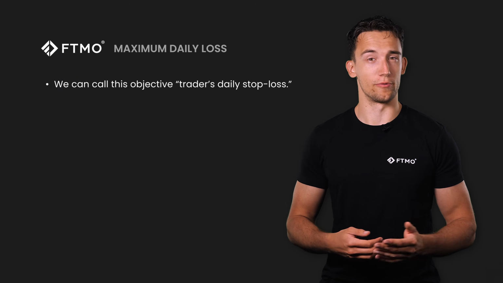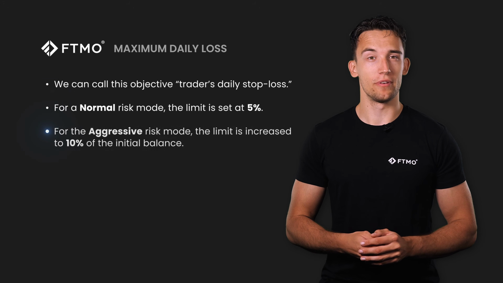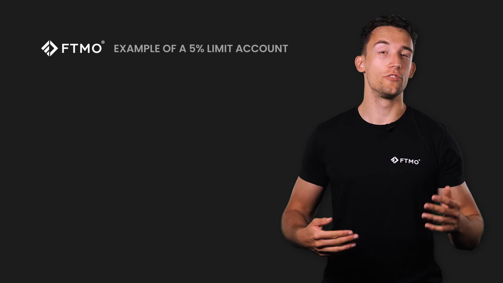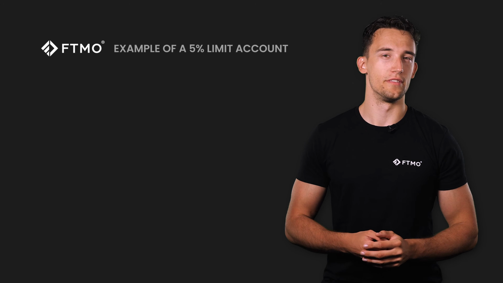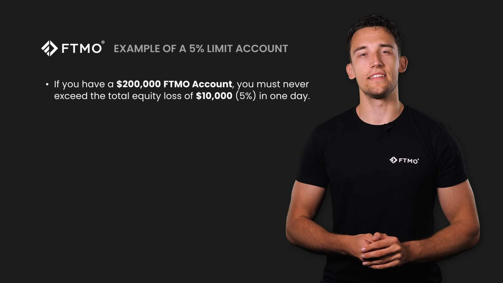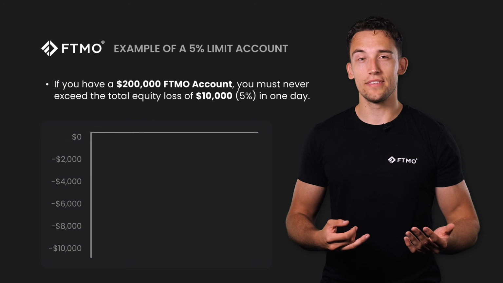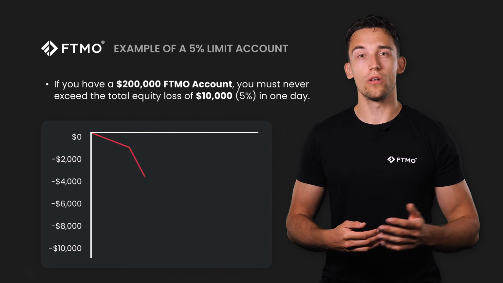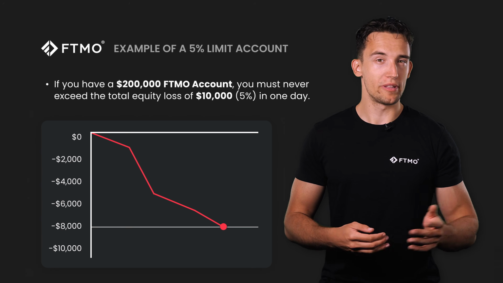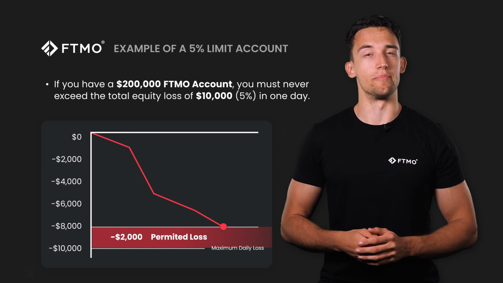For a normal risk account type, the limit is set at 5%, and for the aggressive risk type, the limit is increased to 10% of the initial balance. Let's take the normal risk with 5% for instance. If you have a $200,000 FTMO account, you must never exceed the total equity loss of $10,000 in one day. And that means if you had a losing streak and the total loss would result in minus $8,000 in one trading day, your permitted loss for the rest of the day would be $2,000 before exceeding the limit.